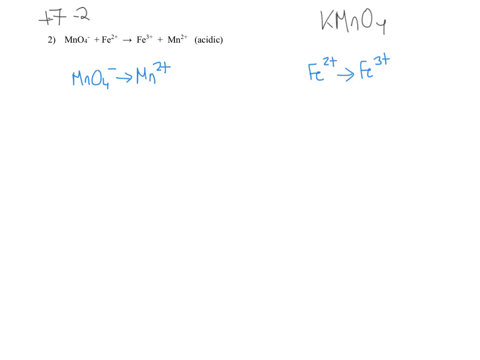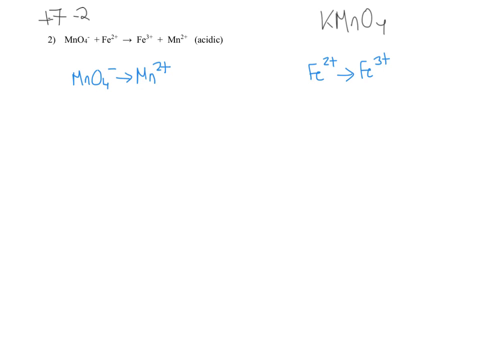Step 3 says balance all the atoms that are not oxygen or hydrogen. So we have 1 manganese, that one's good. Here we have 1 Fe, 1 Fe, so that's good. Step 4 says balance the oxygens and hydrogens using the following rules. And you have to do this in order.